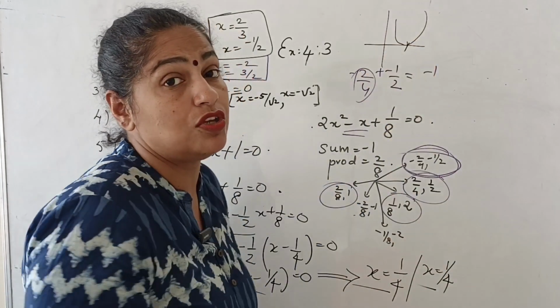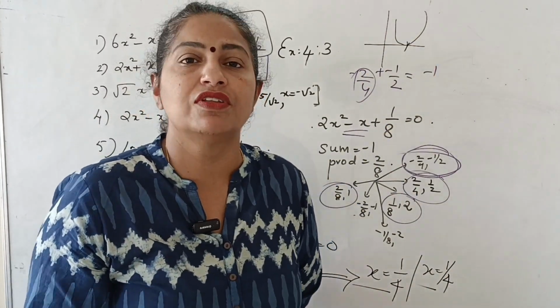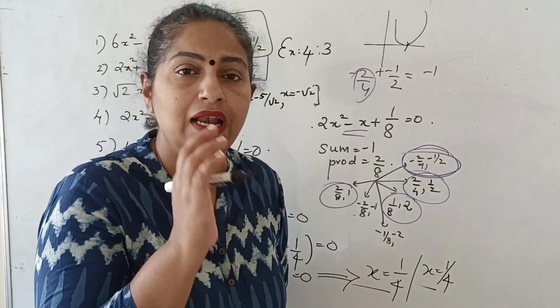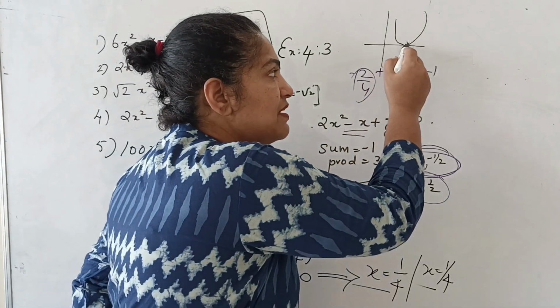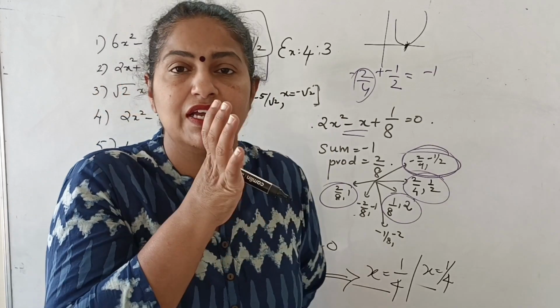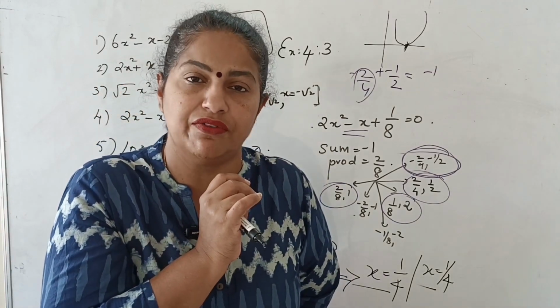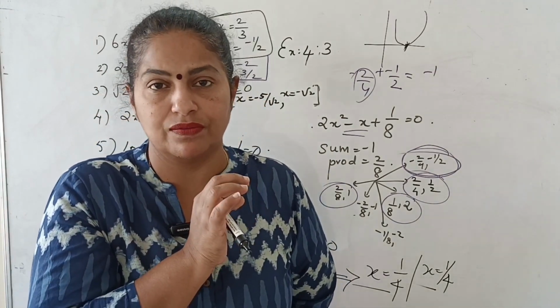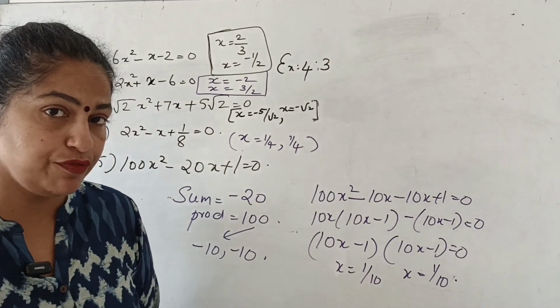At this point, both the roots are equal. So this is a graph of the quadratic polynomial and this point represents the quadratic equation where the solution is given by x is equal to 1 by 4 and x is equal to 1 by 4. Let's have a look at the fifth one.